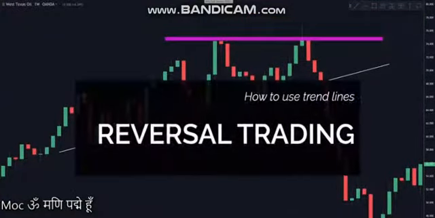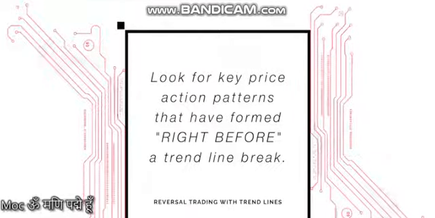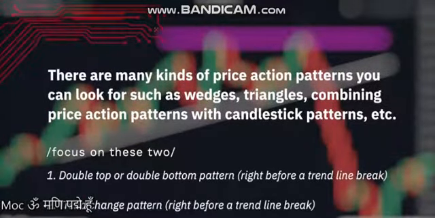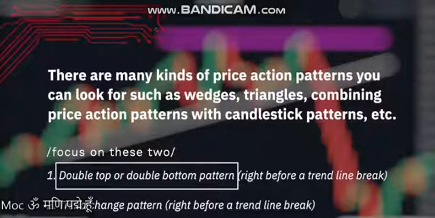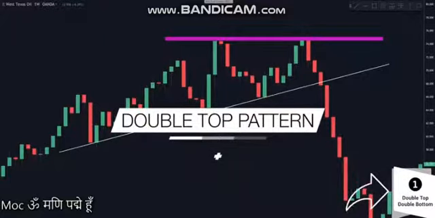So in this section, we are going to go through a reversal trading strategy with trend lines. Now, what you do is you look for key price action patterns that have formed right before a trendline break. Now, there are many kinds of price action patterns you can look for, such as wedges, triangles, combining price action patterns with candlesticks, and so forth, as there are a lot. But for now, focus on these 2, the double top or double bottom price action pattern and the trend change price action pattern.